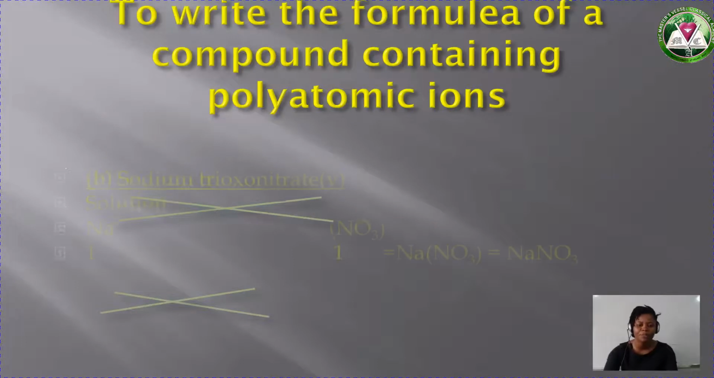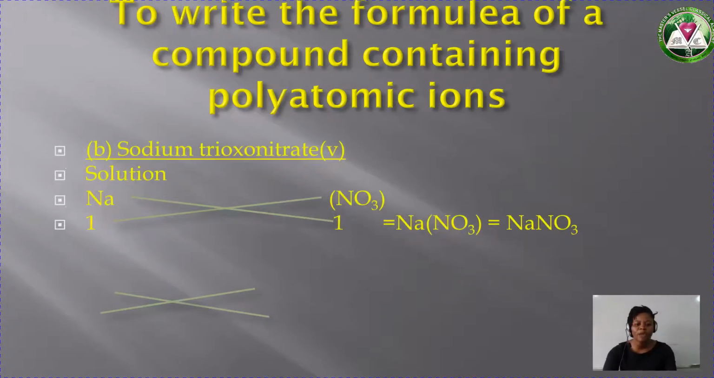Second example, sodium trioxonitrate 5. Now, what's the symbol for sodium? It's not that. Remember, sodium has a Latin name. What's the Latin name? Natrium. Correct. Now, the symbol is gotten from that Latin name, Na. The symbol for sodium is what? Na. Then the symbol for trioxonitrate 5 is what?